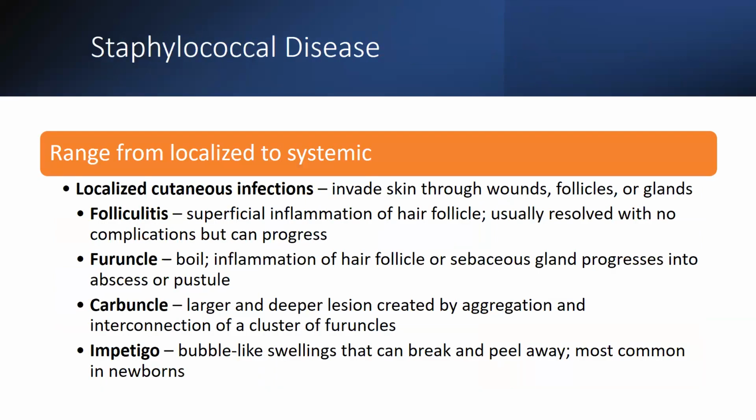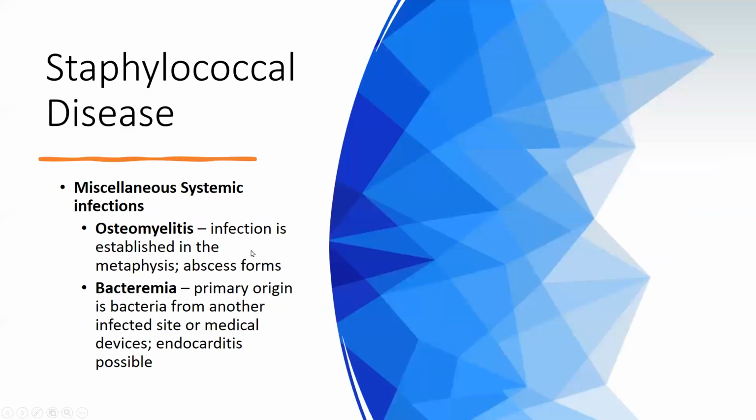You can have local infection with Staph aureus or systemic. So localized could look like a folliculitis, a carbuncle, or furuncle, and impetigo. All of these skin conditions, Staph aureus can be one of the major players, if not the major player. Knowing the difference between what is happening: folliculitis, inflammation of the follicle; a furuncle or carbuncle, these are those abscess-like shaped structures that have purulent discharge in them; or impetigo, these are our bubble-like swellings, often more seen in newborns that can break and kind of peel away. So lots of different skin conditions with Staph aureus.